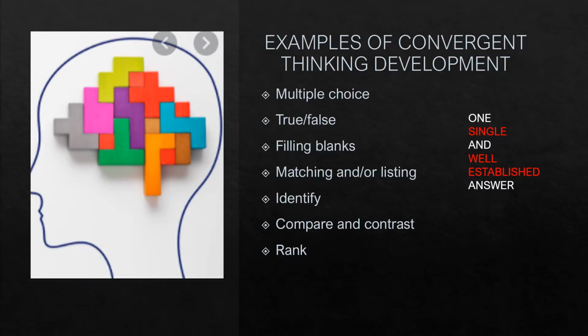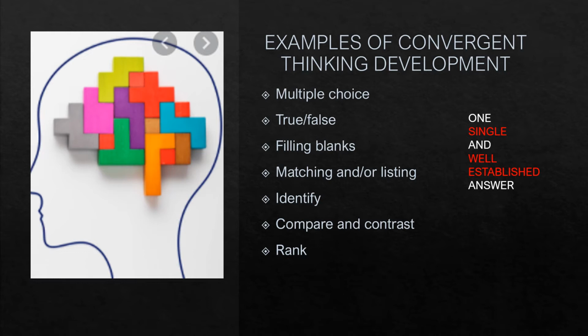thinking skills. For example, I like this picture where the convergent thinking skills make your brain work as a Tetris with all pieces fitting with each other. So, types of ways to develop those convergent thinking skills in school, in class: multiple choice tests, true false, fill in blanks. This is very much used in language acquisition tests. Matching, listing, identifying, compare and contrast.